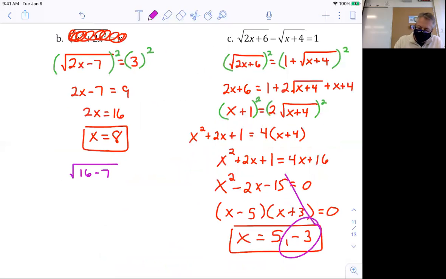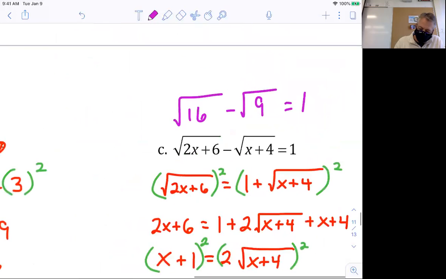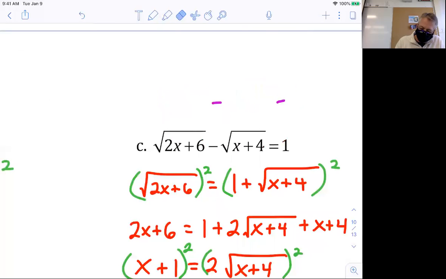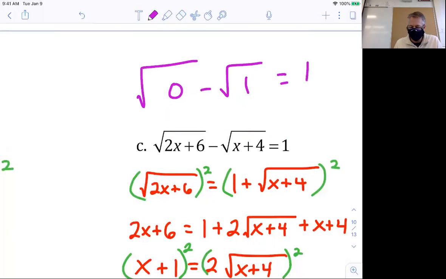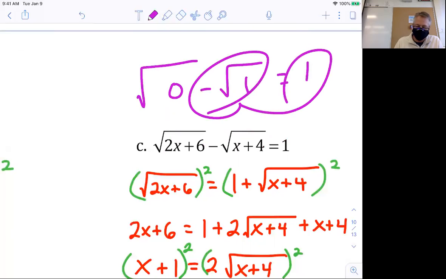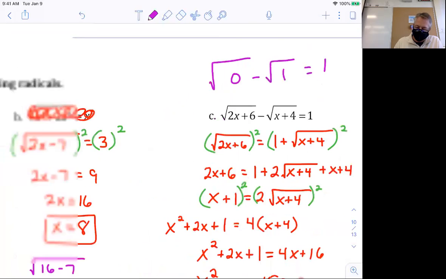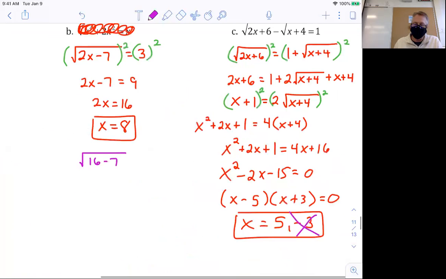And now plug negative 3 in for x. So I have the square root of, that's negative 6 plus 6, which is 0, minus the square root of 1 is equal to 1. And that does not check out, because that says that negative 1 is equal to 1. That does not check out. Therefore, negative 3 is extraneous, and we would have to throw that out.